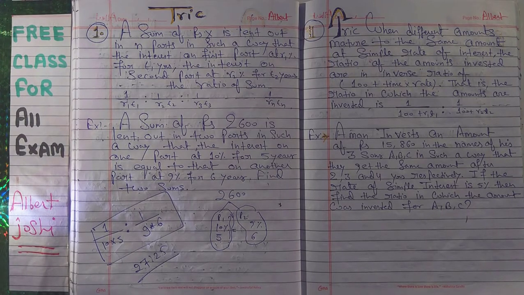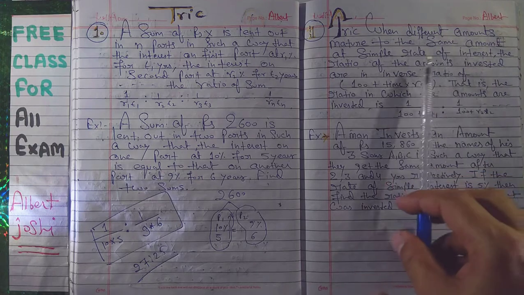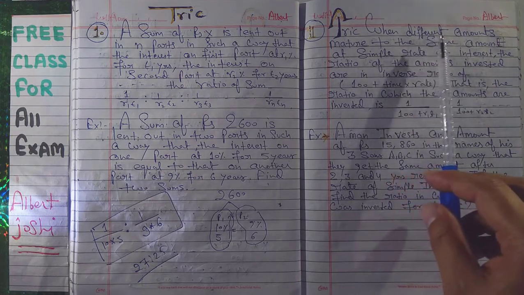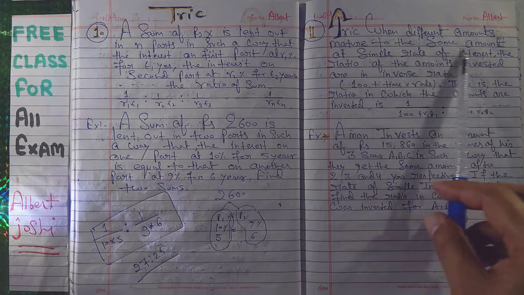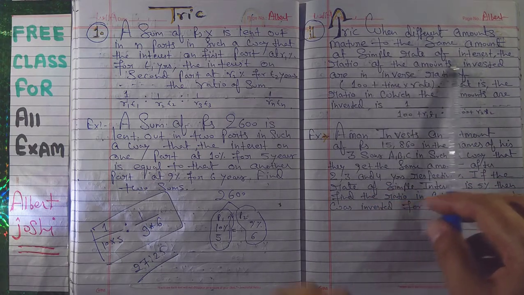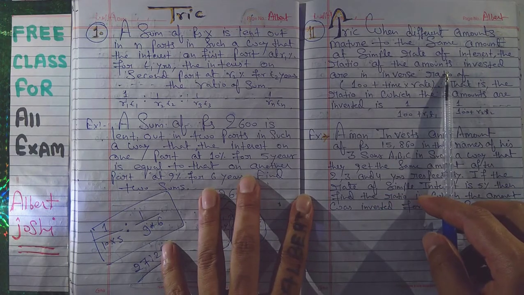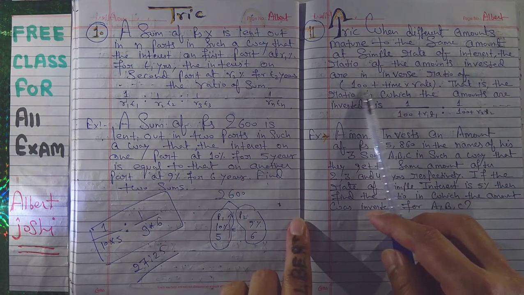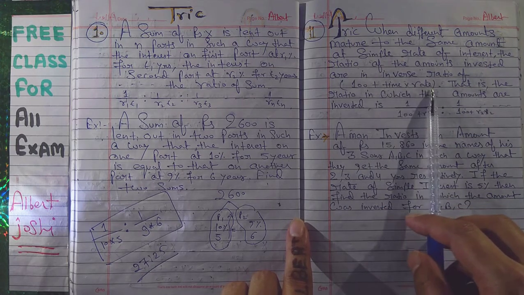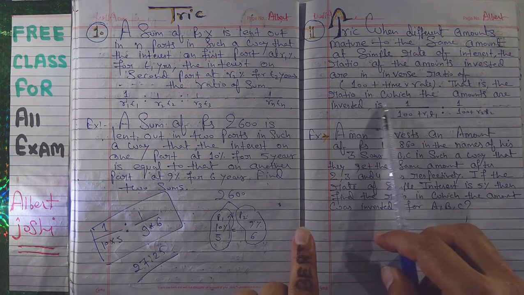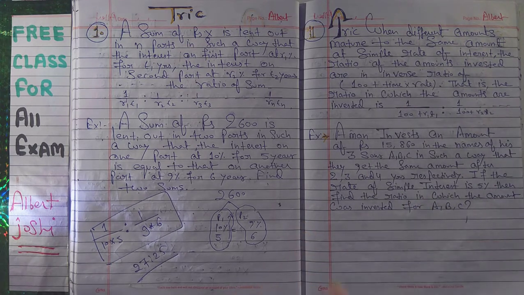Now the next question, the trick is, this is a very important question, it has come many times. When different amounts mature to the same amount at simple rate of interest, the ratio of the amounts invested are in inverse ratio of 100 plus time into rate. That is the ratio in which the amounts are invested.